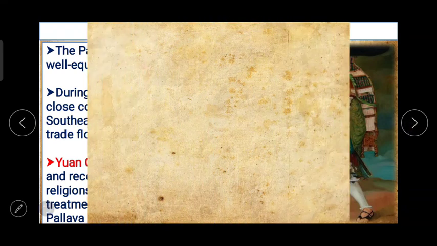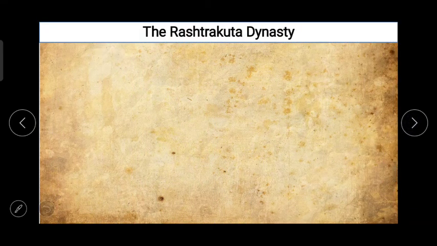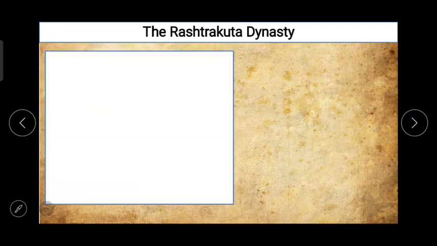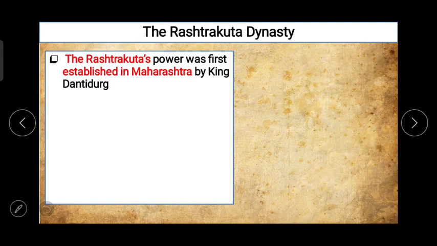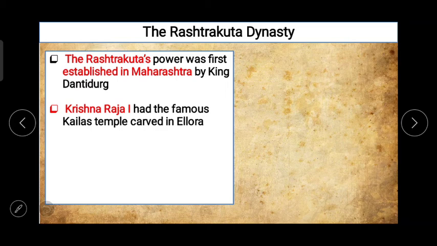Now the next one and the last one of the lesson, the Rashtrakuta dynasty. At the height of their power, the dominion of the Rashtrakuta dynasty extended from the Vindhya mountains up to Kanyakumari in the south. Their power was first established in Maharashtra by King Dantidurg. Krishnaraj first had the famous Kailash temple carved at Ellora.